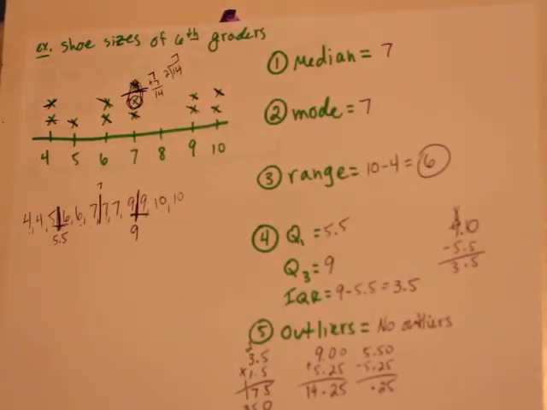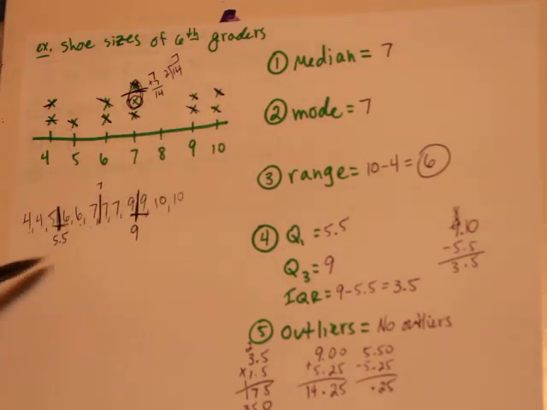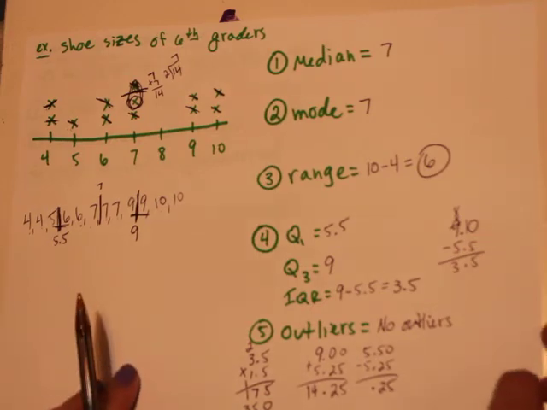Okay, so the point of that is that you can use a dot plot, turn it into a list of numbers, and find things like the quartiles and outliers.